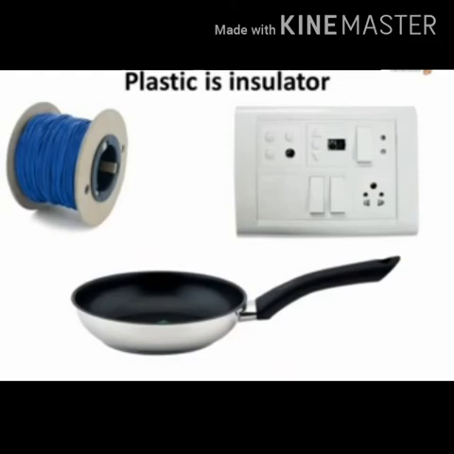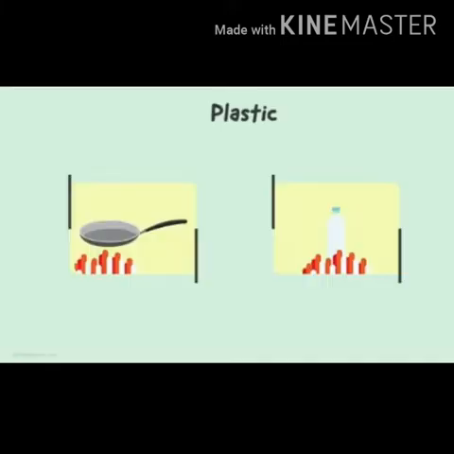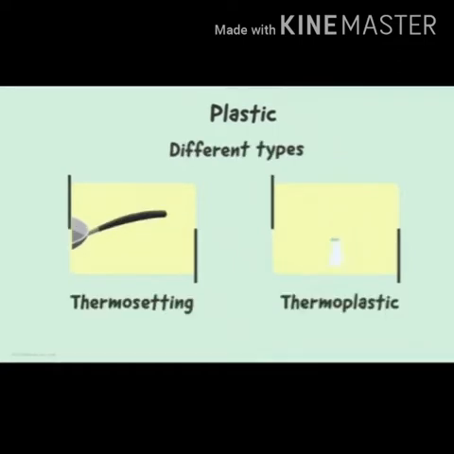And plastic is an insulator, so we are using it in switches and electric plugs. If you take plastic, there are many kinds of plastic. When you burn plastic, some of them can melt, some don't melt. So there are two types of plastics, thermosetting plastic and thermoplastic.